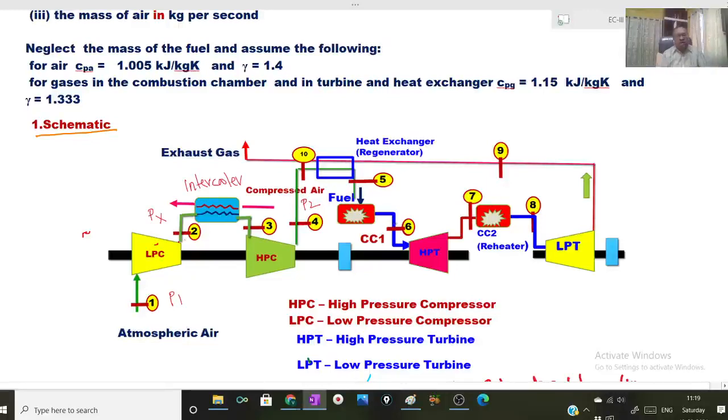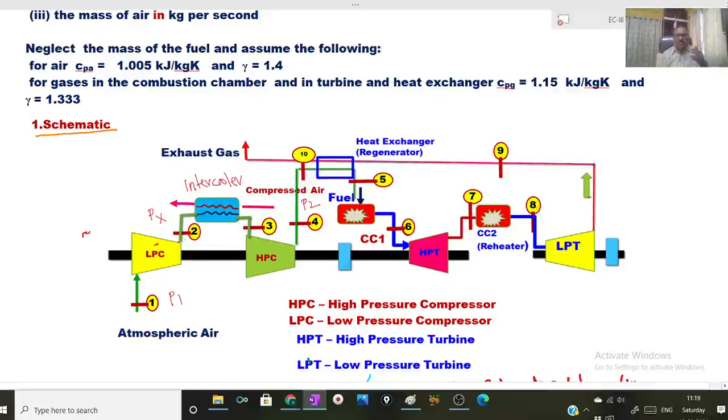5 to 6 is isobaric heat addition in the combustion chamber, where temperature is increased to the required level. 6 to 7 is isentropic expansion in the high pressure turbine. 7 to 8 is reheating of the gases from the high pressure turbine to some required value of temperature T8.